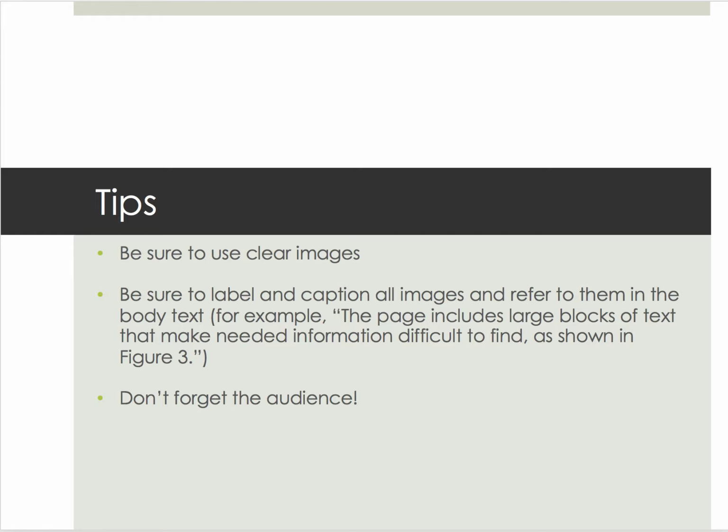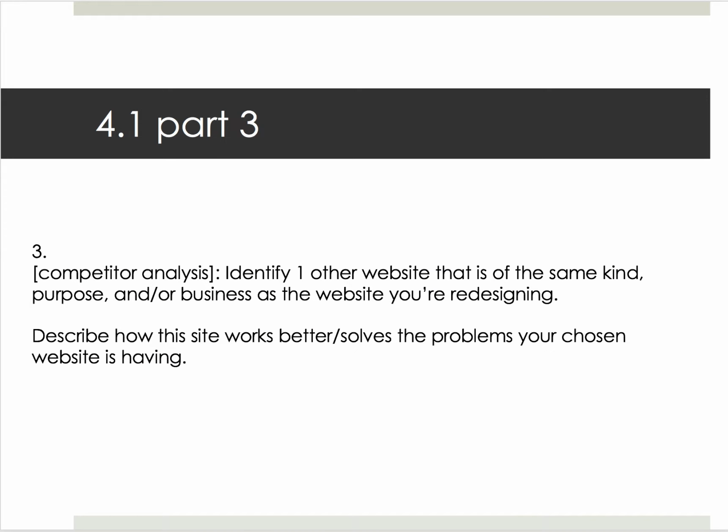So some tips for the flaws analysis section is be sure to use clear images. Be sure to label and caption all images and refer to them in the body text. For example, the page includes large blocks of text that make needed information difficult to find, as shown in Figure 3. So remember to label them Figure 3 with a caption to explain what that figure is, and then refer to those figures whenever you're writing out the actual analysis. And don't forget the audience, or in this case, don't forget the user, right? Don't forget to bring everything back to the user.